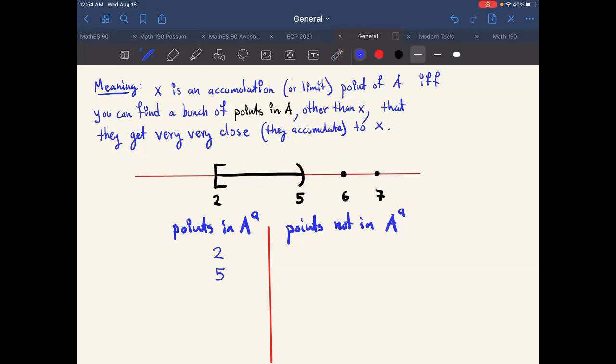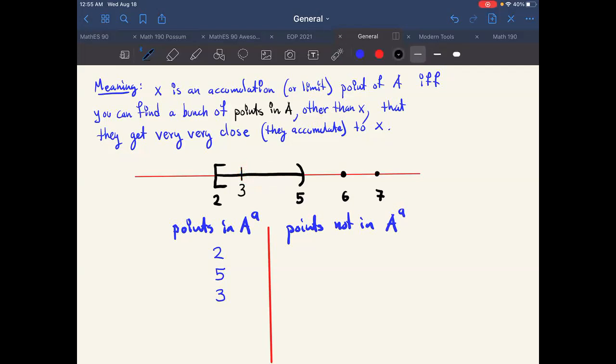Here's another one. How about 3, Professor? Yep. Where is 3 in the picture? 3 is here. Can you find a bunch of black dots that get very, very close to 3? Yep, they get very, very close to 3, and they are different from 3, right? Yep.